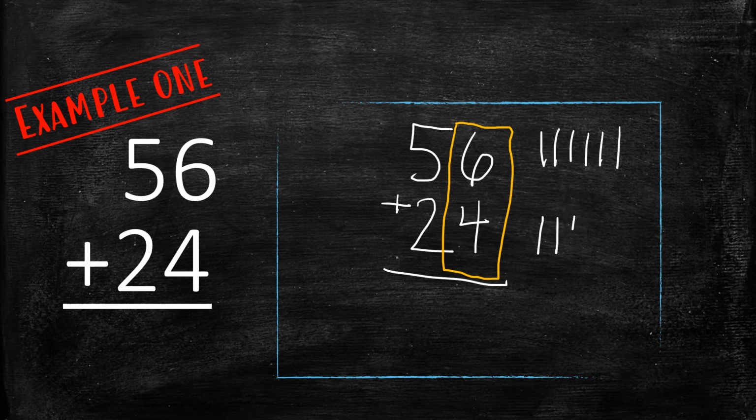1, 2, 3, 4. And then I'm going to count all of the lines I have so I can figure out what 6 plus 4 is. So 1, 2, 3, 4, 5, 6, 7, 8, 9, 10. So 6 plus 4 is actually 10. So I'm going to go ahead and write 10 here.